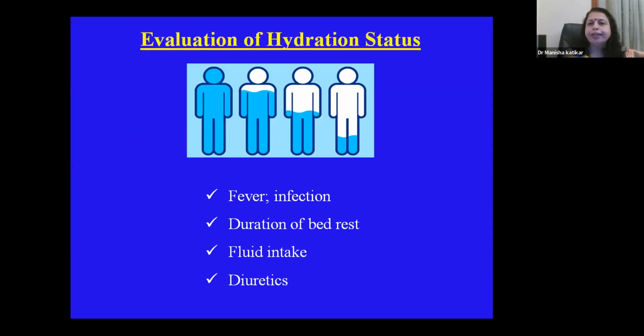Then the evaluation of hydration status is very important in a neurosurgical patient. This is because the patient is on various anti-edema measures as well as diuretics. Because of vomiting, their fluid intake is usually less. Most of them are drowsy, water intake is less, and hydration status must be evaluated properly in the preoperative period.